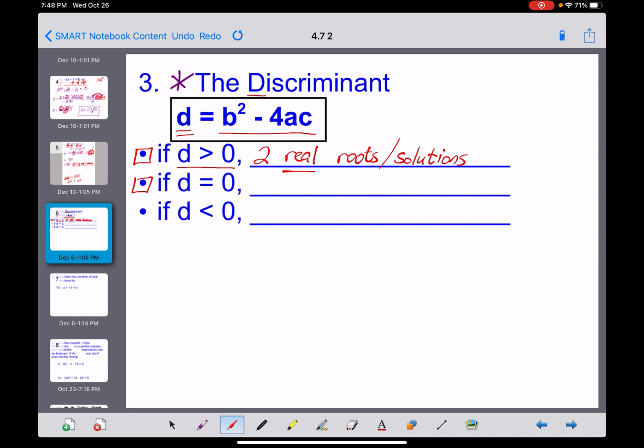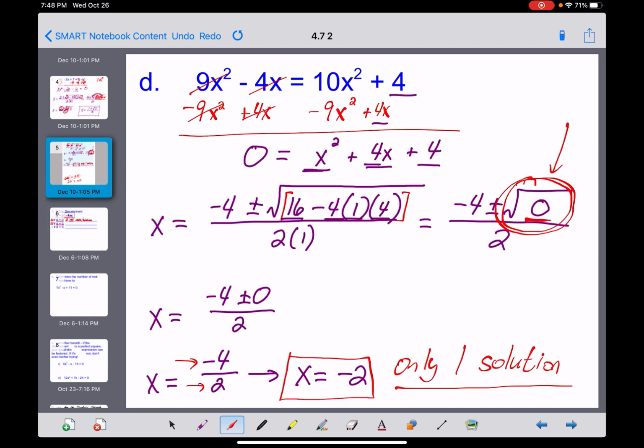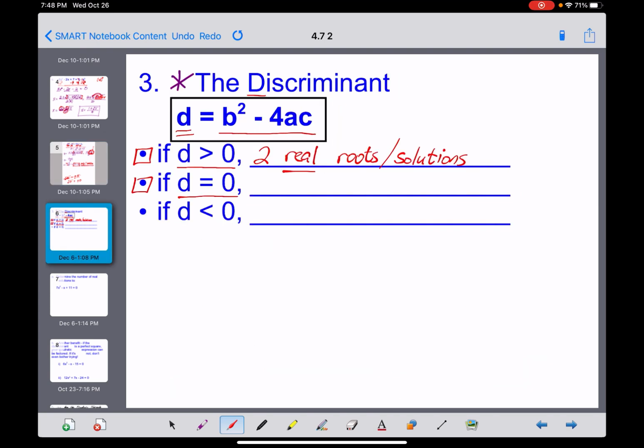The second case is if your discriminant is equal to 0, like in that last example that we did. And when that happened, you guys, because 0 has only one square root, we have only one solution to that equation. So if your discriminant is equal to 0, we have one real root or solution. And it does end up being a real number as well.